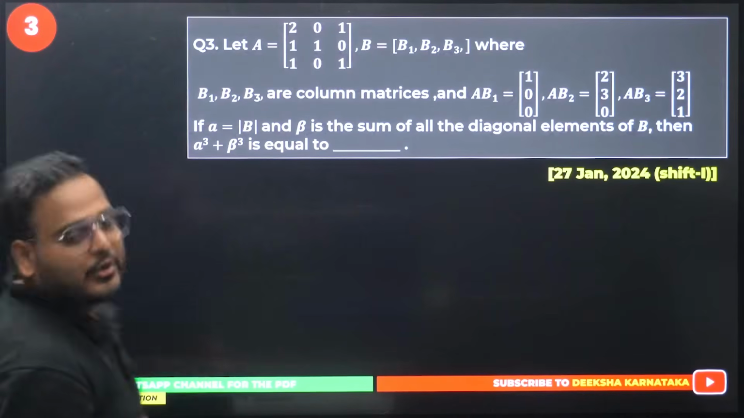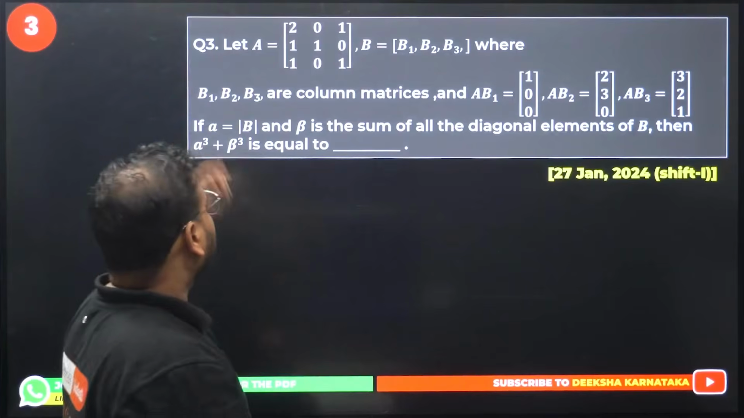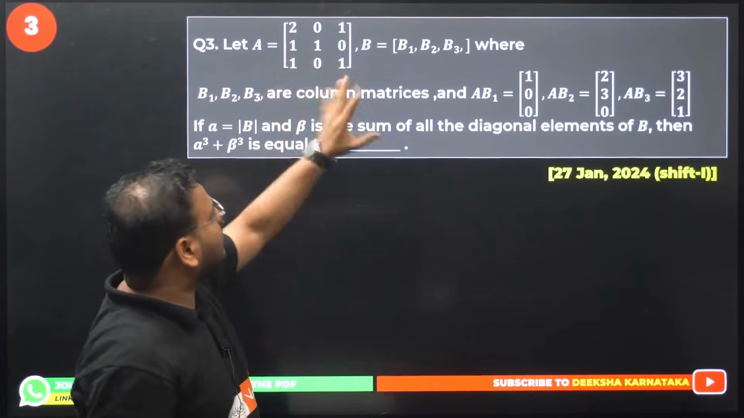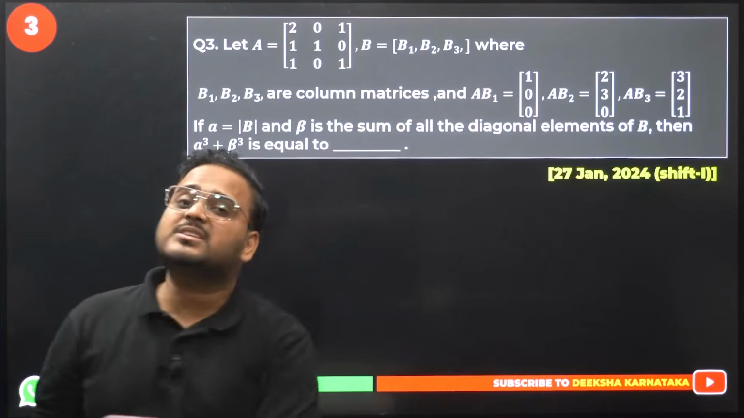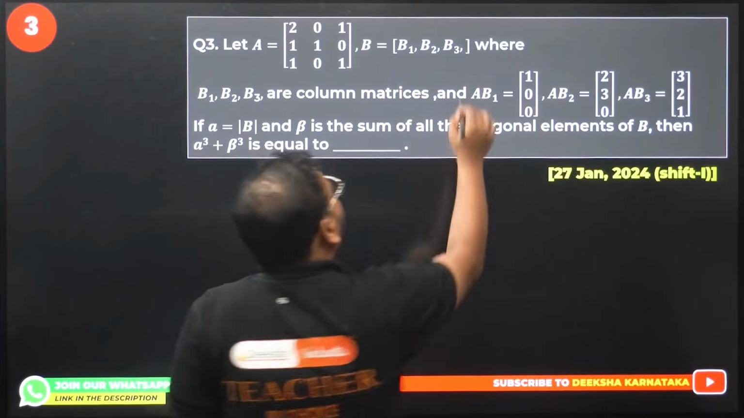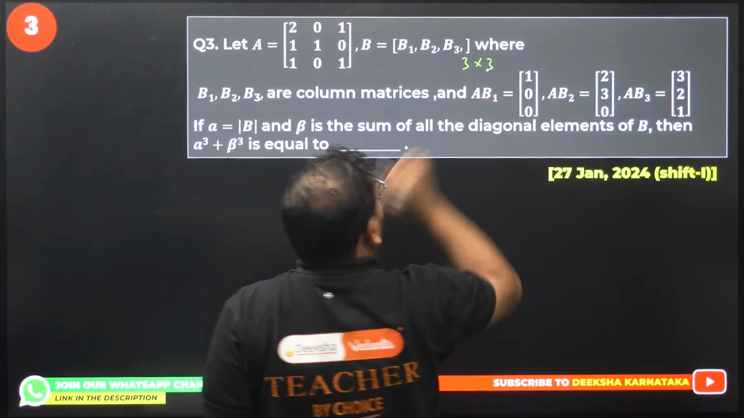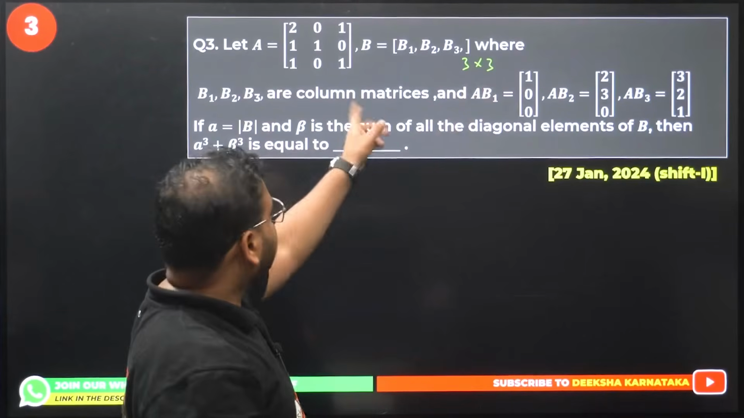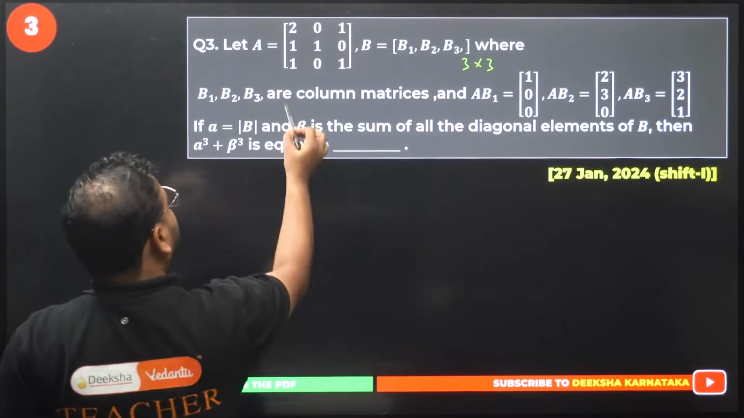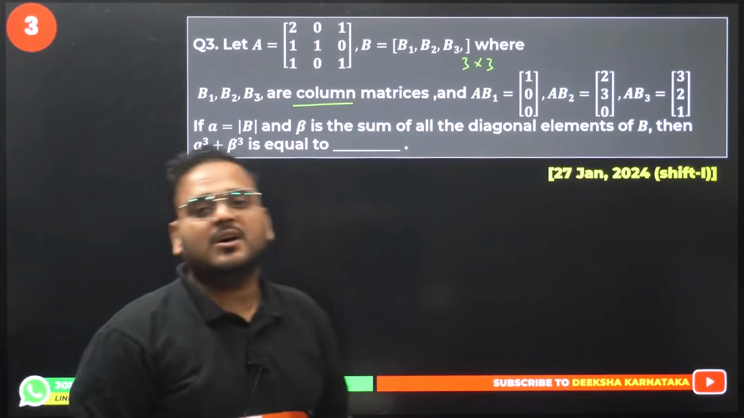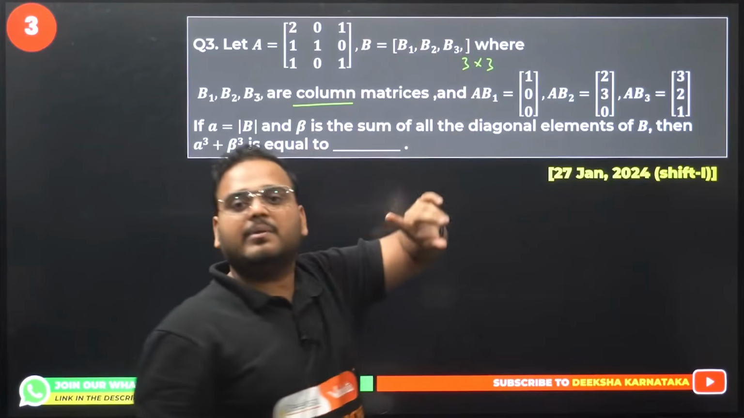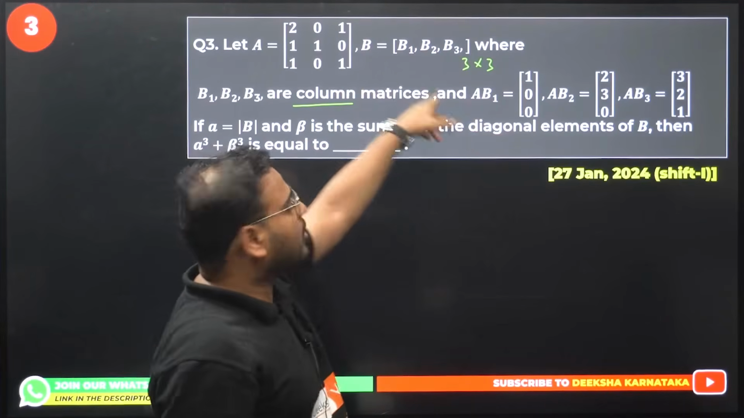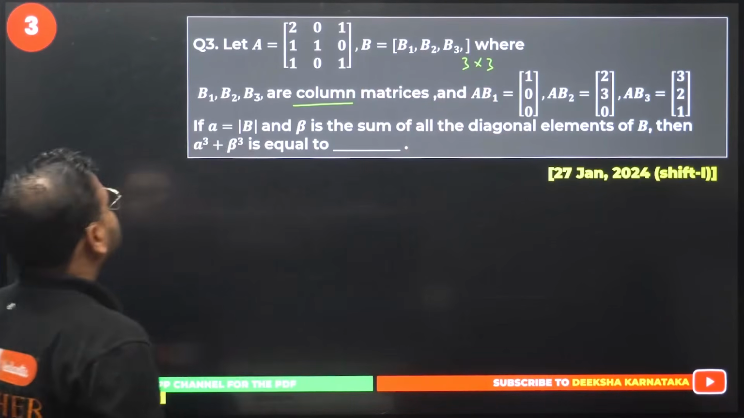We have question number 3 now. Let A equal to 2 0 1. We have a matrix of 3 cross 3 order. B is what? Is it a row matrix? No, this is also a column matrix of order 3 cross 3. How come, sir? Because B1, B2, B3 is a column matrix. So if you write the columns over here, it becomes the same, no? A 3 cross 3 order matrix. All right, so B1, B2 are column matrices.